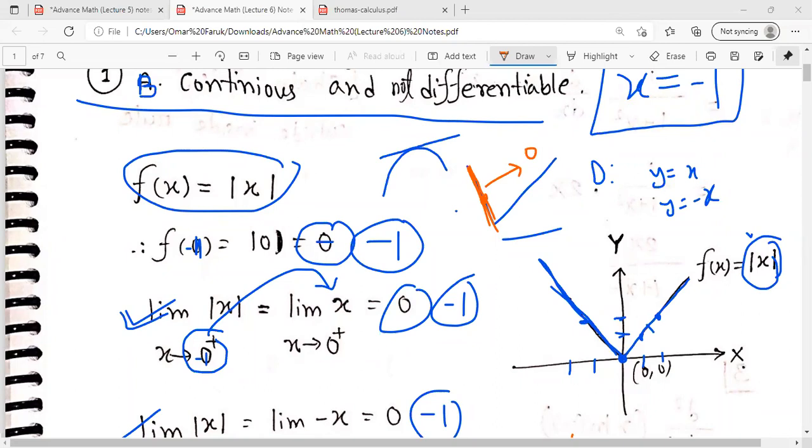Derivative of f of x where x is equal to -1. X is equal to -1 here. Derivative value at this point is -1. Derivative is -1.